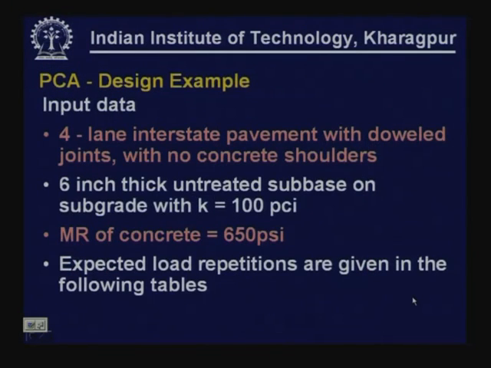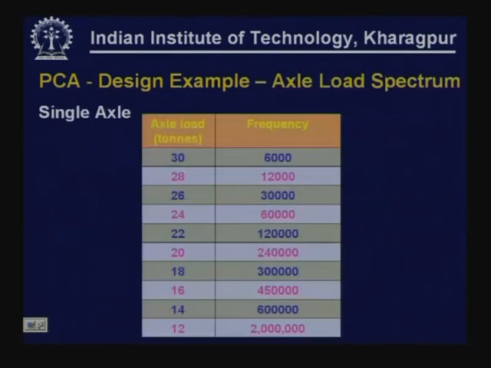So, let us take a design example. The input data that we are considering is a 4-lane interstate pavement with dowel joints with no concrete shoulders. So, we are not providing any concrete shoulders here. We are providing a 6-inch thick untreated subbase on a subgrade having K of 100 PCA. Modulus of rupture of concrete, that is the flexural strength of concrete, is 600 PSI. Expected load repetitions are given in the following tables.